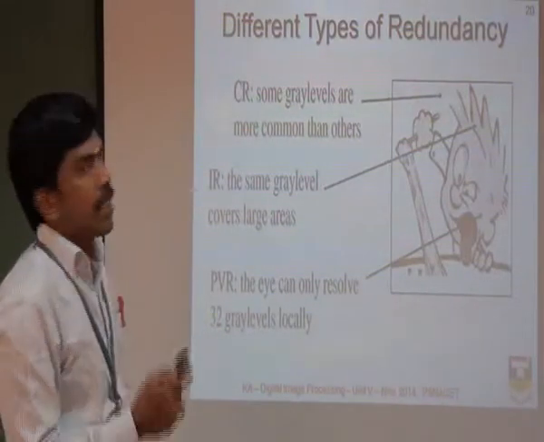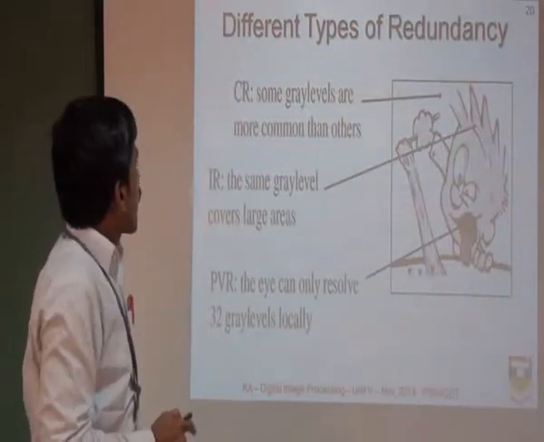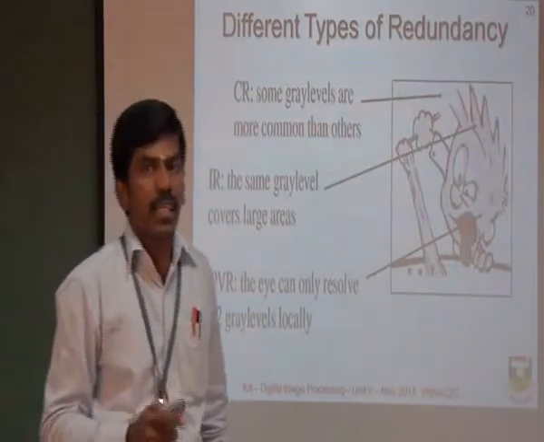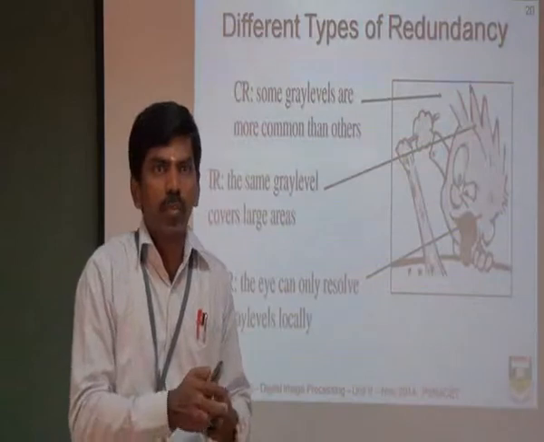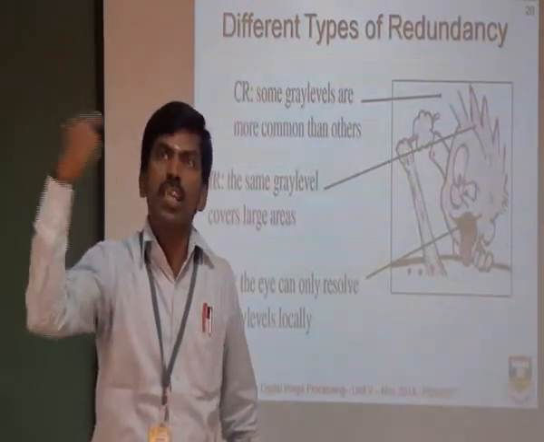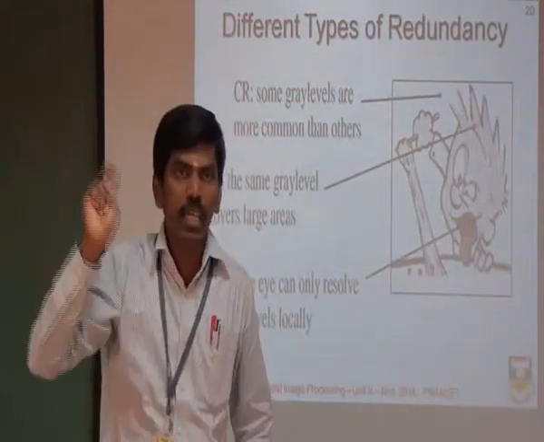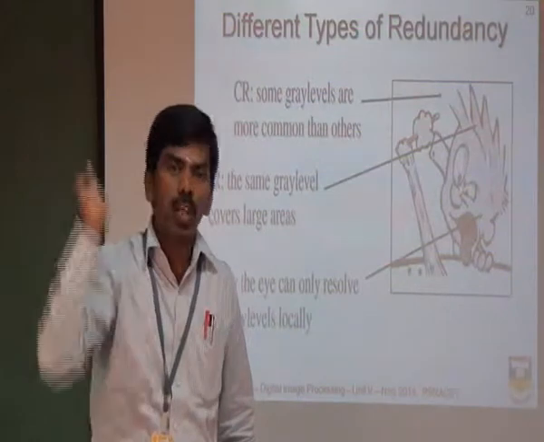The first one is coding redundancy. What is the meaning of coding redundancy? It is nothing but some gray levels being more common than others. Let me take the example of this room. In this room, the walls are white, correct? So it is a common gray level, and most of the area is white, also a common gray level. That is called coding redundancy.